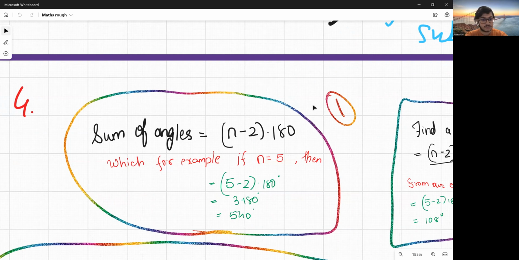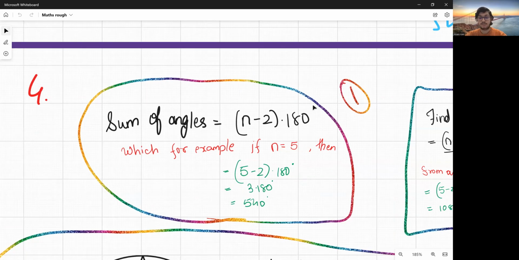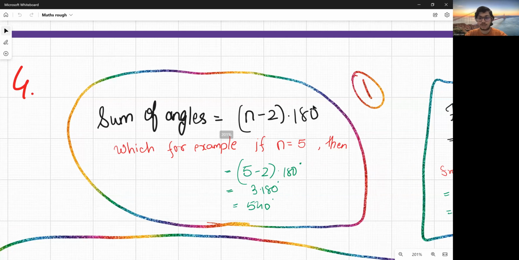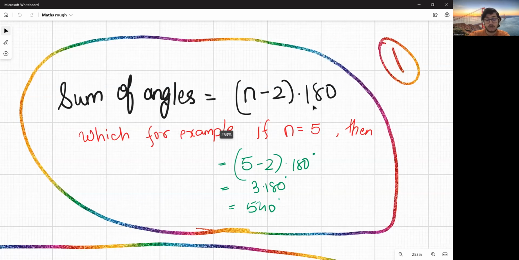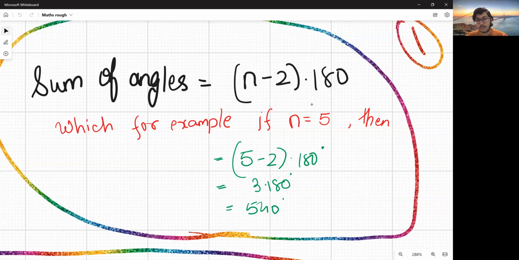Okay. So first step, what we are going to do is find the sum of angles. We already found it, for example, for the triangle. Right here, I've used another example, which is five sides, a pentagon, and the sum of angles inside a pentagon is 540 degrees, as you can see here. I went through the formula n minus 2 times 180, and 5 minus 2 is 3, and 3 times 180 is 540.